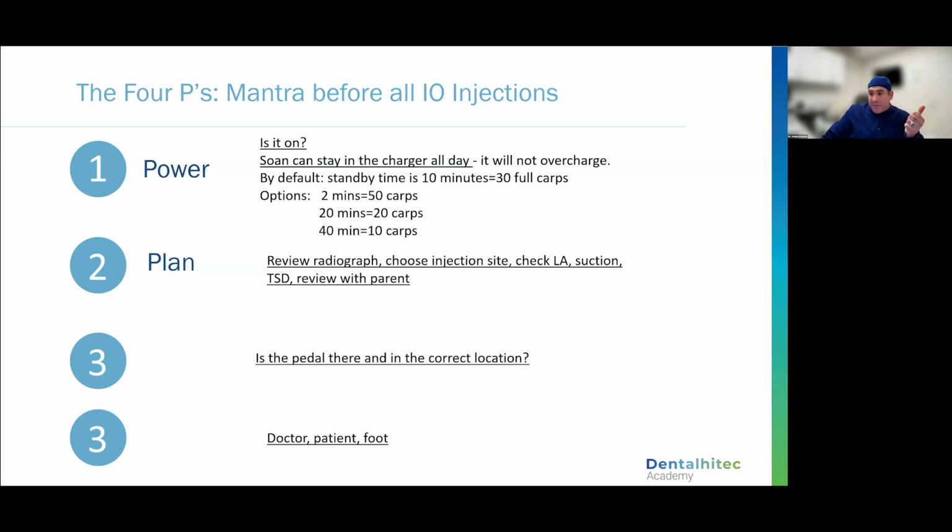Then number 3 is our pedal. I want to make sure the pedal's in the right position. Now, some people like the pedal on their right foot. Some people like it on their left foot. That's really up to you as far as positioning, but I do want you to make sure you can actually see your pedal.